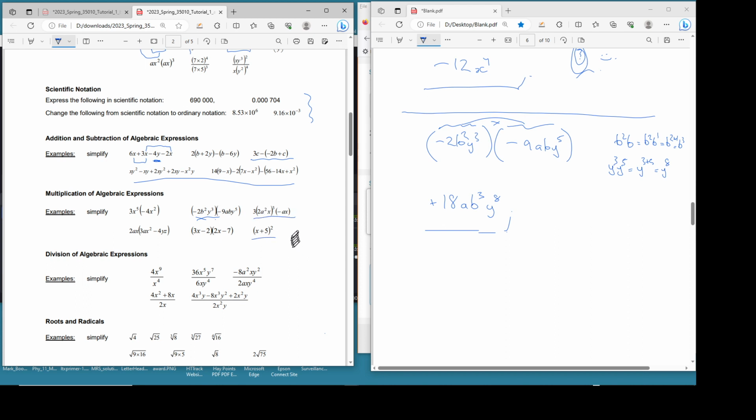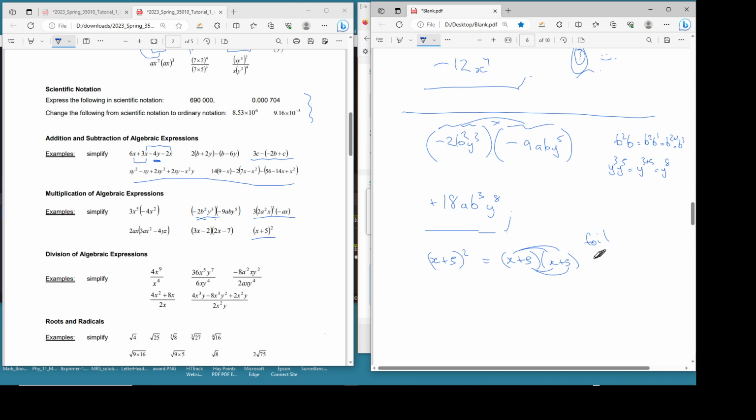So some of it's quite straightforward. Now, this one here is a bit cheeky. x plus 5 all squared. Okay, that just means x plus 5 twice, doesn't it? x plus 5 twice, and that's a FOIL. That's a FOIL expansion.